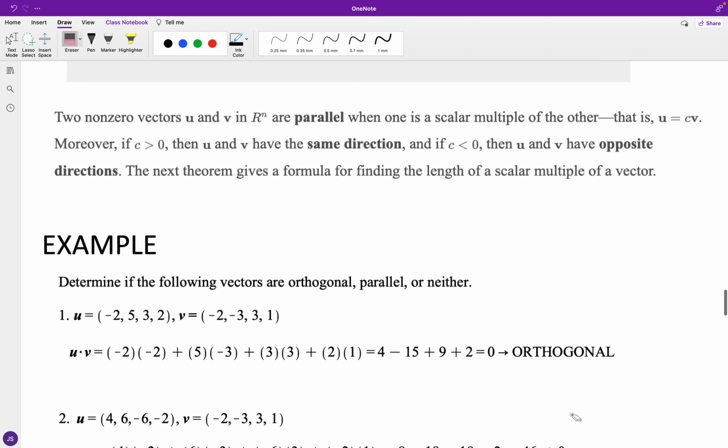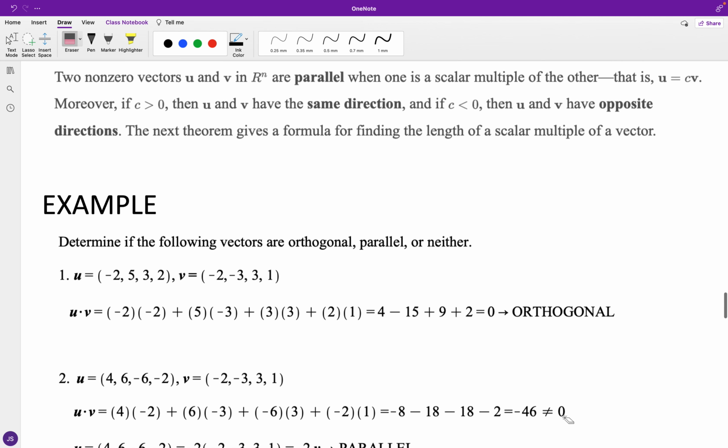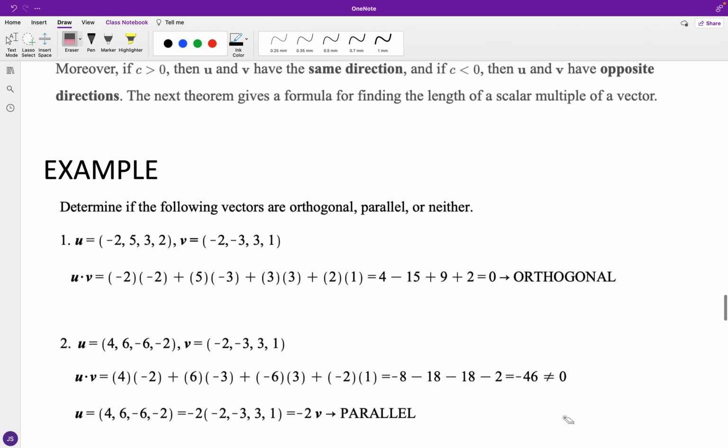Now, let's say we have another pairing. We have u consisting of 4, 6, -6, -2 and v consisting of -2, -3, 3, and 1. The dot product for this set is going to be -46, which does not equal 0. So we cannot say that this pair is orthogonal. But to see if they are parallel, it must be that one vector is a scalar multiple of the other.